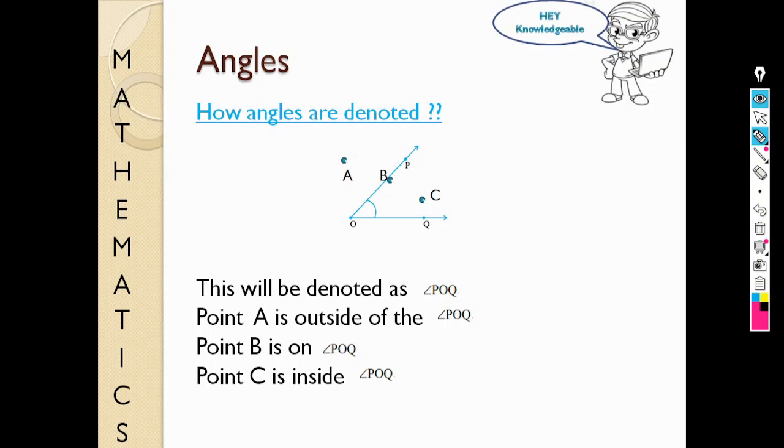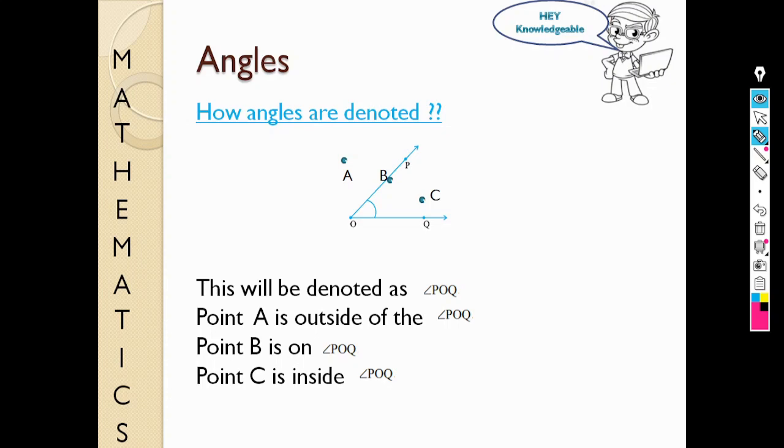So how are angles denoted? If you see, this is the angle, and it is made up of two rays, OP and OQ. These are the two rays meeting at the point O. So we denote it either coming from this side, that is angle POQ, with this angle sign. So you can write angle POQ, or you can also write it as angle QOP, going from Q to O to P. This also makes the same angle.